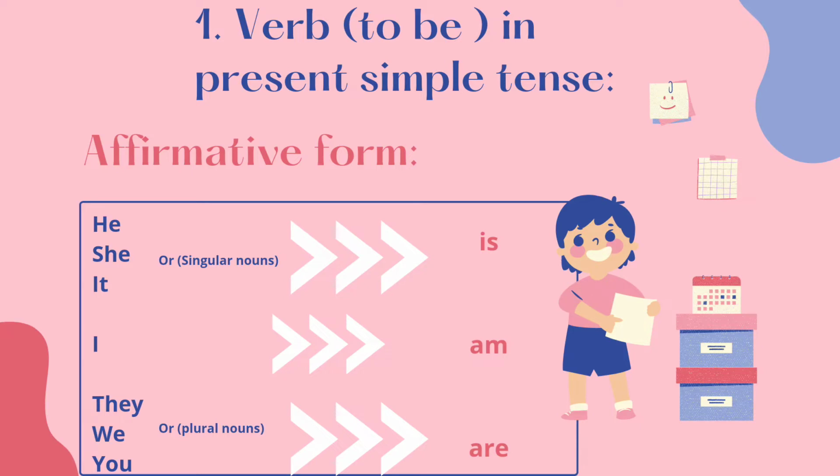First, we'll explain verb to be in the present simple tense. We'll begin with the affirmative form or the normal sentence form. In this form, we have the subjects she, he, and it, or any singular noun, and they all convert into is. Then we have the subject I, and it's converted into am. Then we have the subjects they, we, and you, or any plural nouns, and they all convert into are.